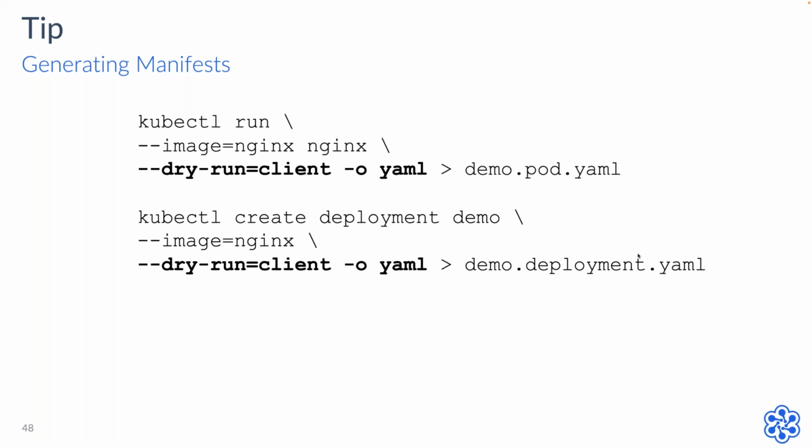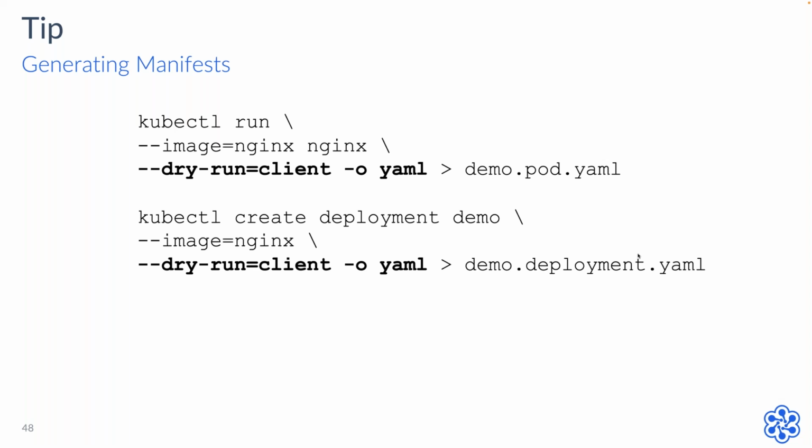Now, one of the techniques that you can leverage to generate as much of that manifest file is to leverage the --dry-run=client -o yaml parameter set. In doing so, this will generate the skeleton of what you need to accomplish, and you can then redirect it out to a file on the file system.